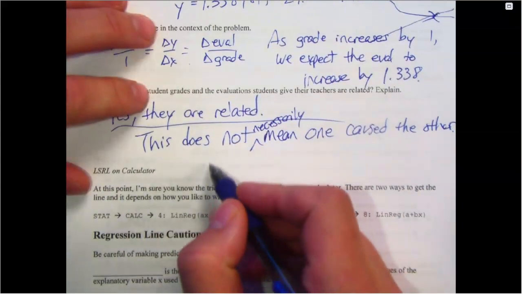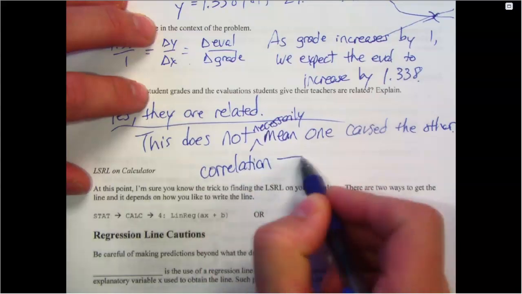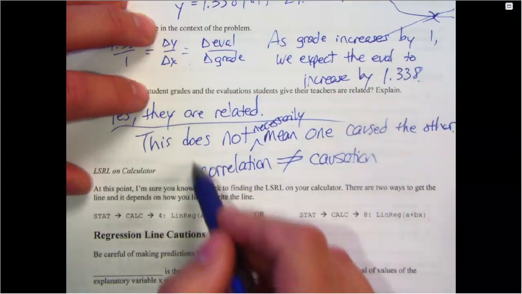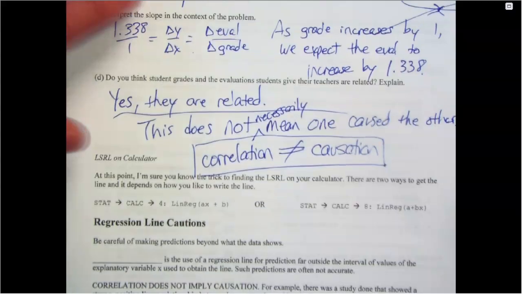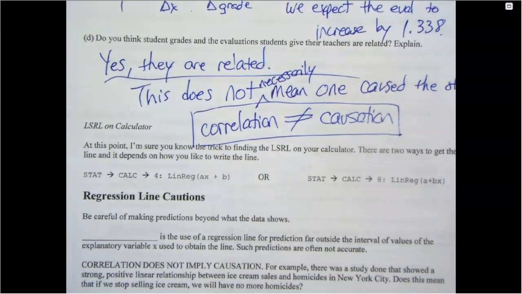So the main idea here is correlation does not equal causation. You've probably heard that in other classes. Heard it a million times. Like where? What class?